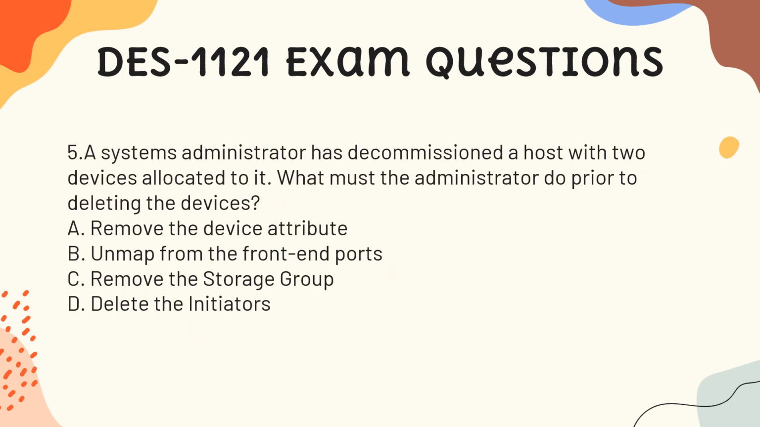5. A systems administrator has decommissioned a host with 2 devices allocated to it. What must the administrator do prior to deleting the devices? A. Remove the device attribute. B. Unmap from the front-end ports. C. Remove the storage group. D. Delete the initiators.